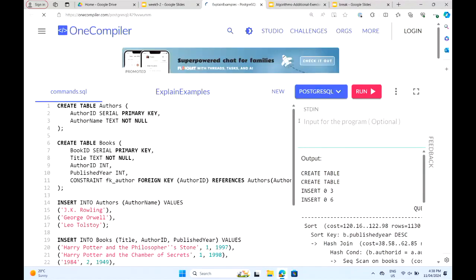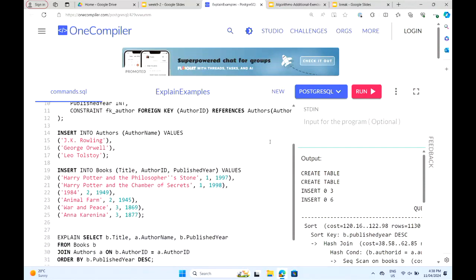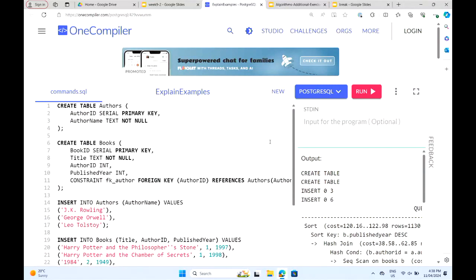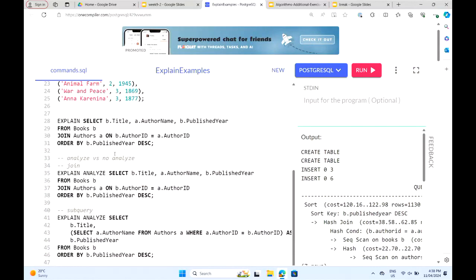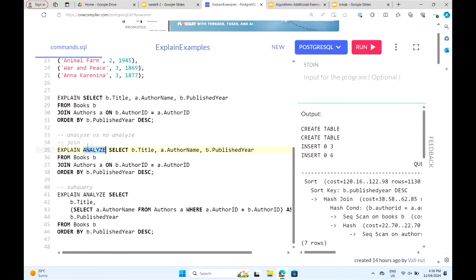It's been a while since the last time we used a compiler in our lecture. So in this example here, we have two tables. We have a table of authors, and a table of books written by the authors. And you can see we have several things. The first one is we try to explain this query here without the analyze keyword. And the second thing we need to consider here is this one.